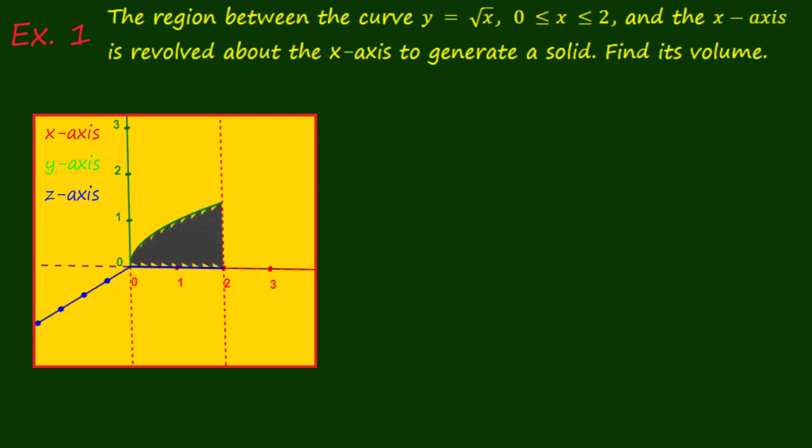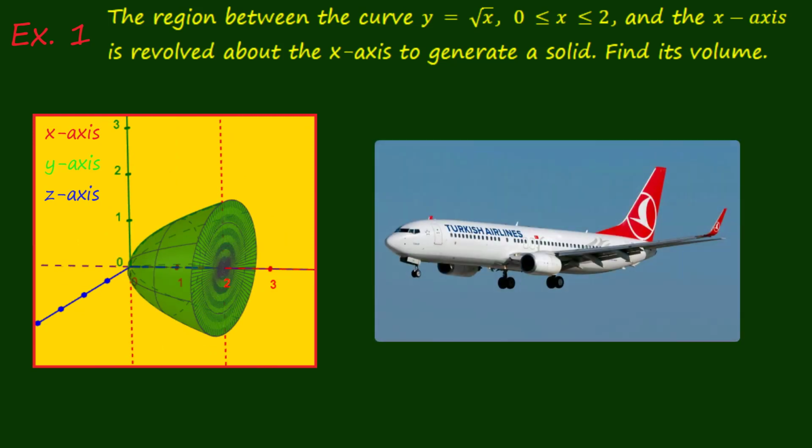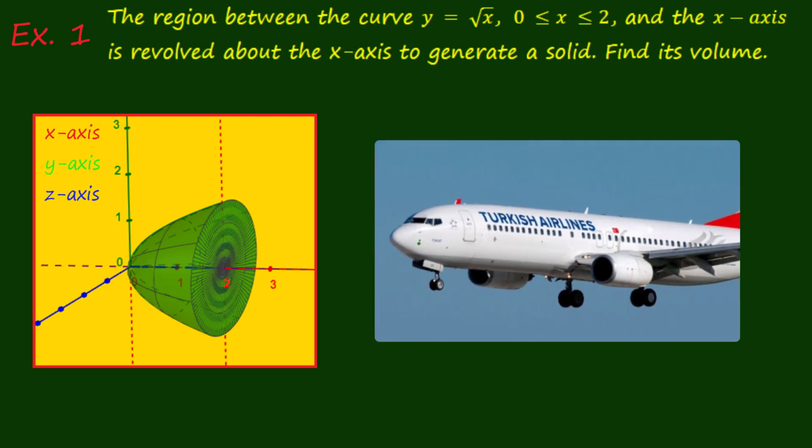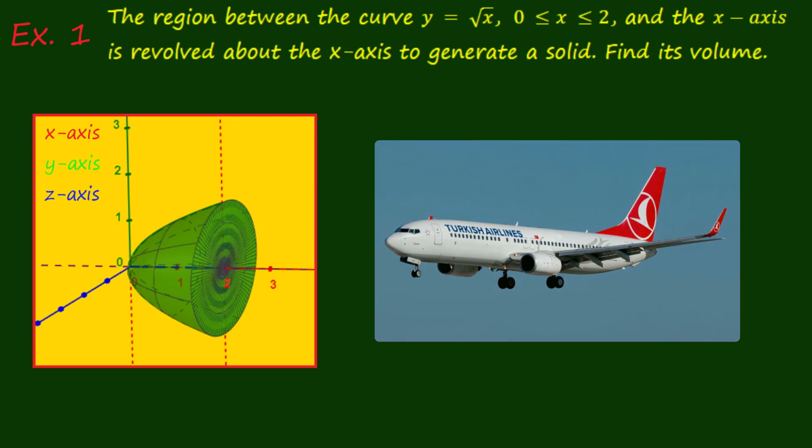As you see in our animated graph, when we revolve this region about the x-axis, we get this solid shape. Has it reminded you of something? If you pay attention to the airplanes when you travel, this object is like the blunt nose of the airplane, and it is very important for its dynamics.